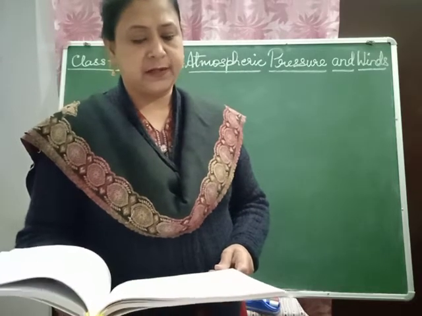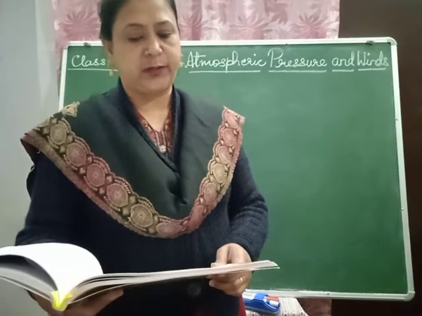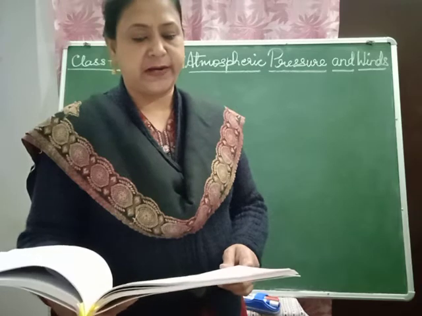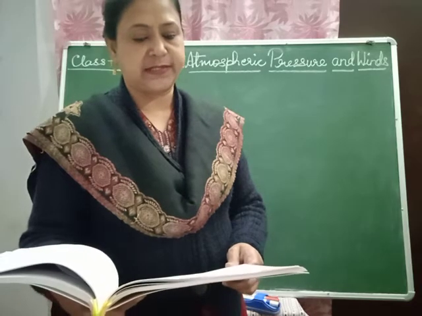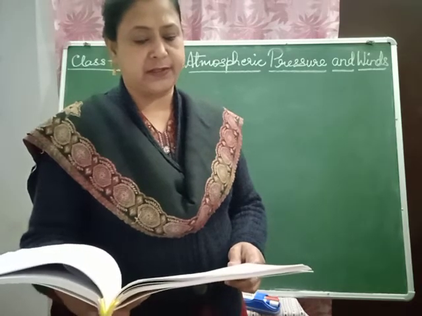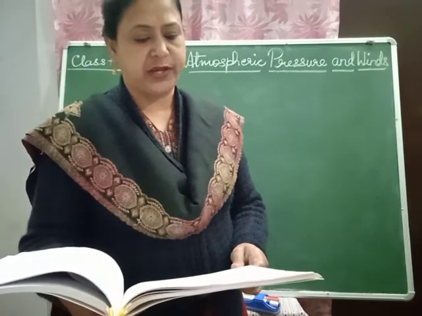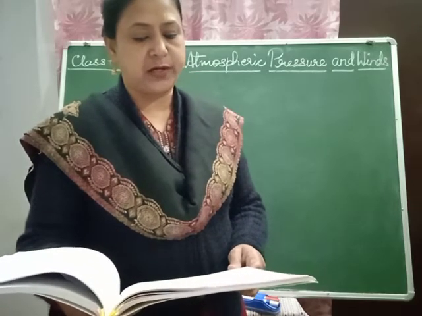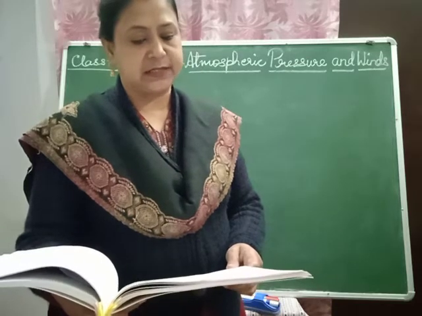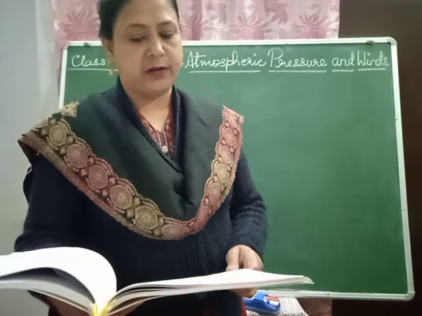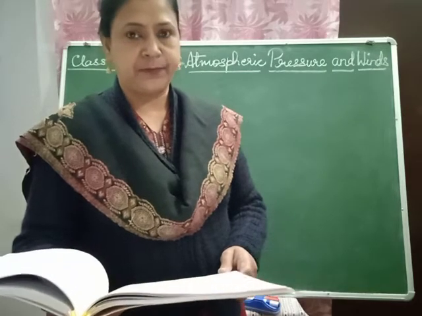Pressure gradient. The difference in pressure between two points along a line perpendicular to the isobar, divided by the distance between the points, is called a pressure gradient. In other words, pressure gradient is the rate of change of pressure per unit horizontal distance. It usually means a change in a direction perpendicular to the isobars.